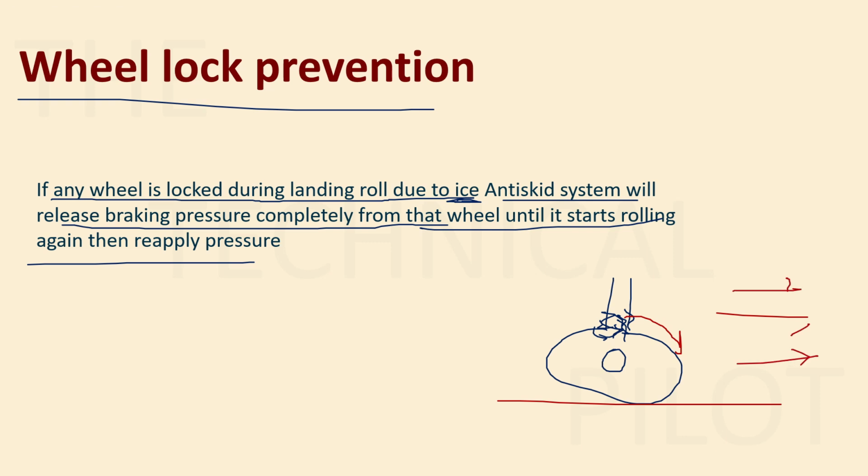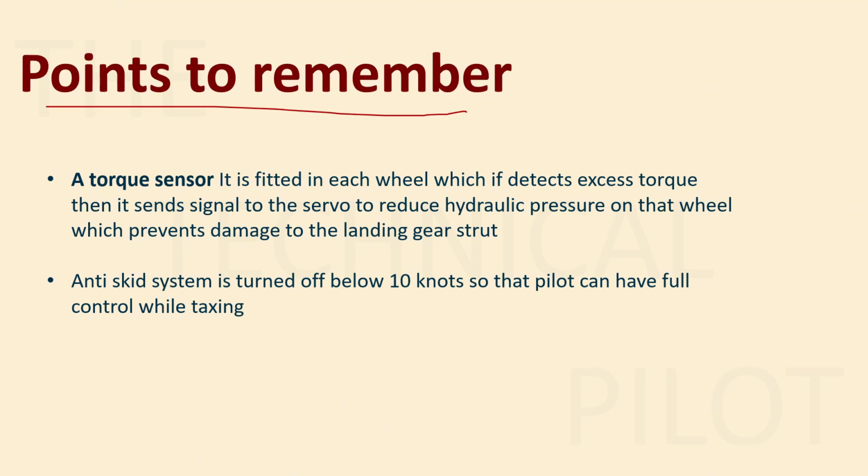All right. So the whole point of this system is to never let any wheel lock, right? Anything that was stopping the wheel, the braking pressure was being removed, right? If any wheel gets locked, then the aircraft will skid, right? So the whole point of the system is to prevent locking of any wheel. All right. Then there are some points to remember.